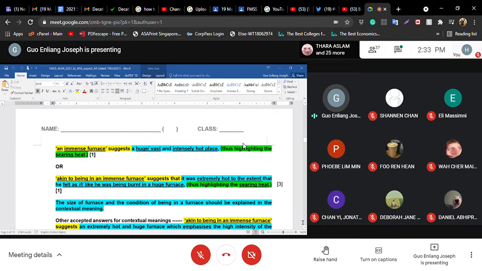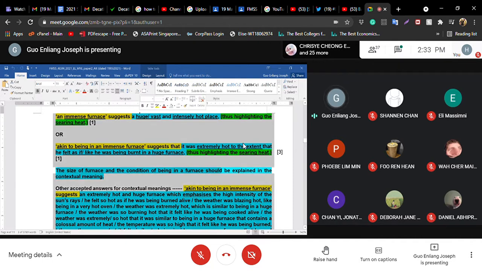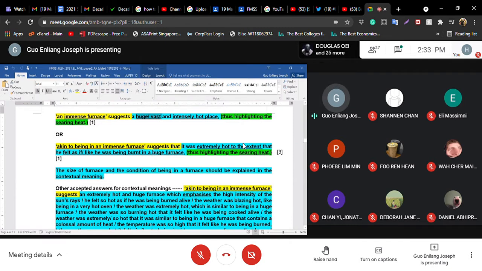All right, now the third answer, immense furnace. Okay, an immense furnace. All right, so that is the code, or you can have akin to being in an immense furnace. Either one is correct. Okay, we gave the mark for either one of it. Okay, now, so basically, right, what you need to copy, okay, there are two things you're looking at. Number one is the size of the furnace. So if you look at the word immense, right, you need to replace the word immense. So it's huge or vast. Okay, then after that, of course, here is huge.